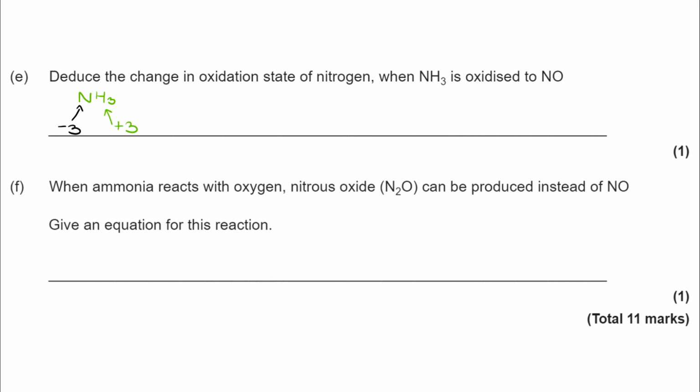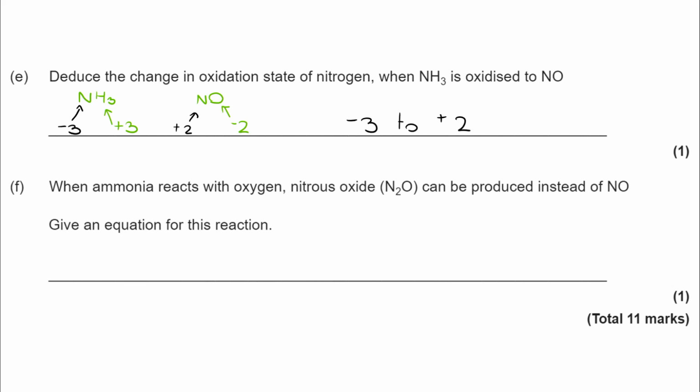If I then go to NO, in the NO my oxygen is -2 because oxygen is always -2 except in a peroxide when it's -1. So if it's -2, the nitrogen must be +2. So the overall change here is from -3 to +2. You'd also get the mark if you identified the difference. So you could say the change is +5. And it's oxidation because we have increased the oxidation state. That's an easy way of seeing that it's oxidation.